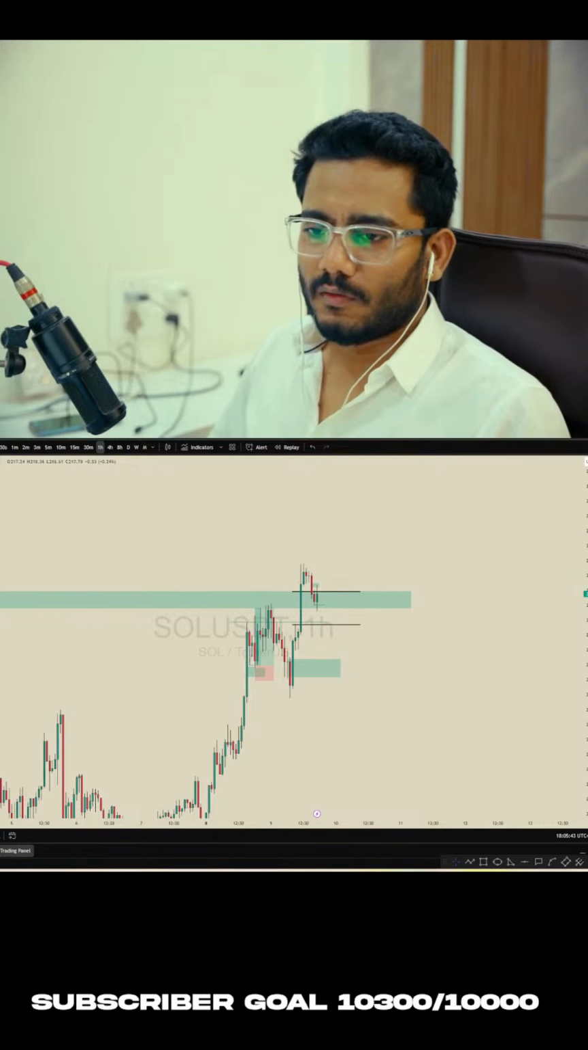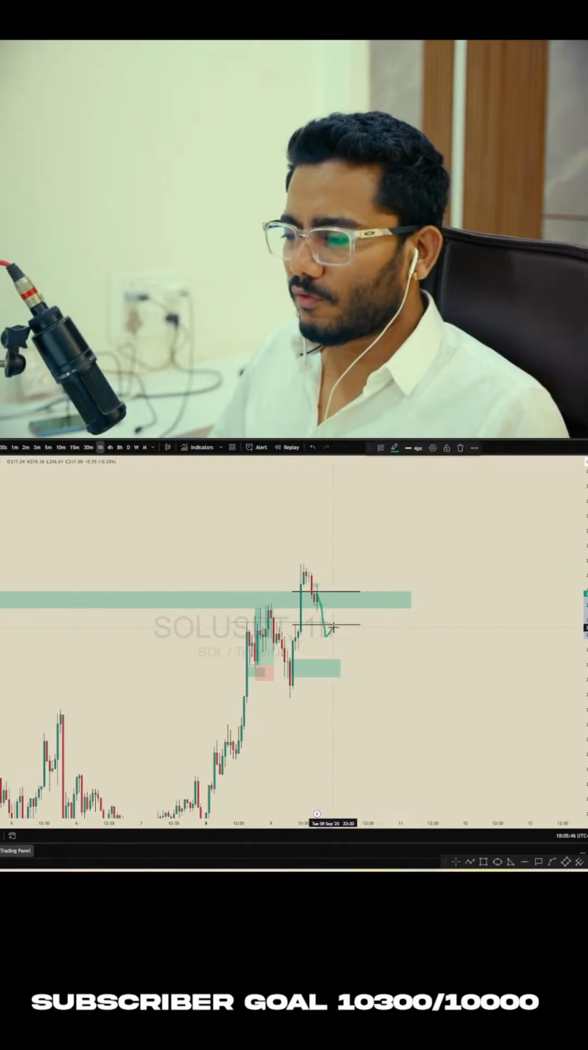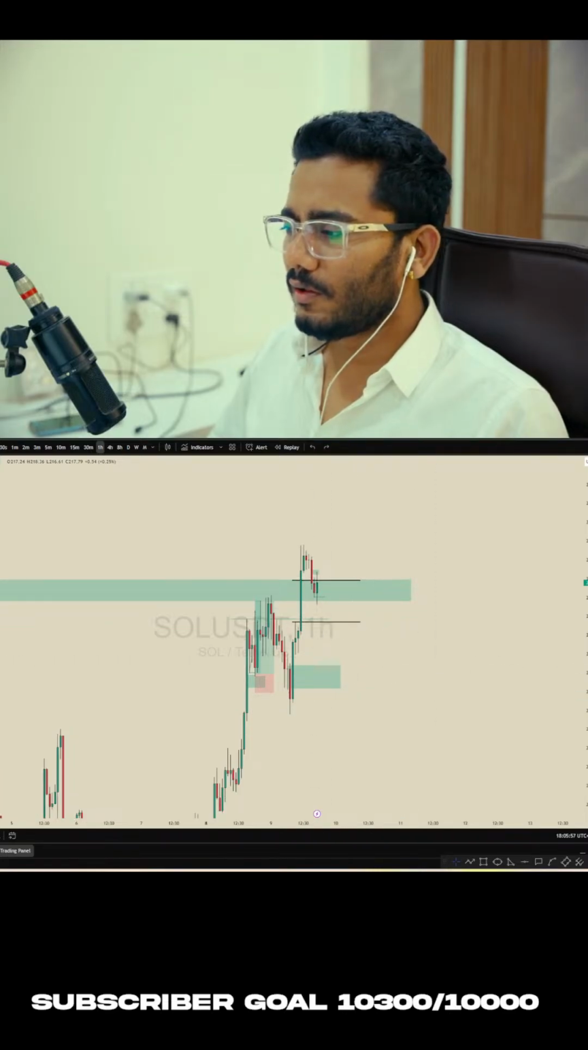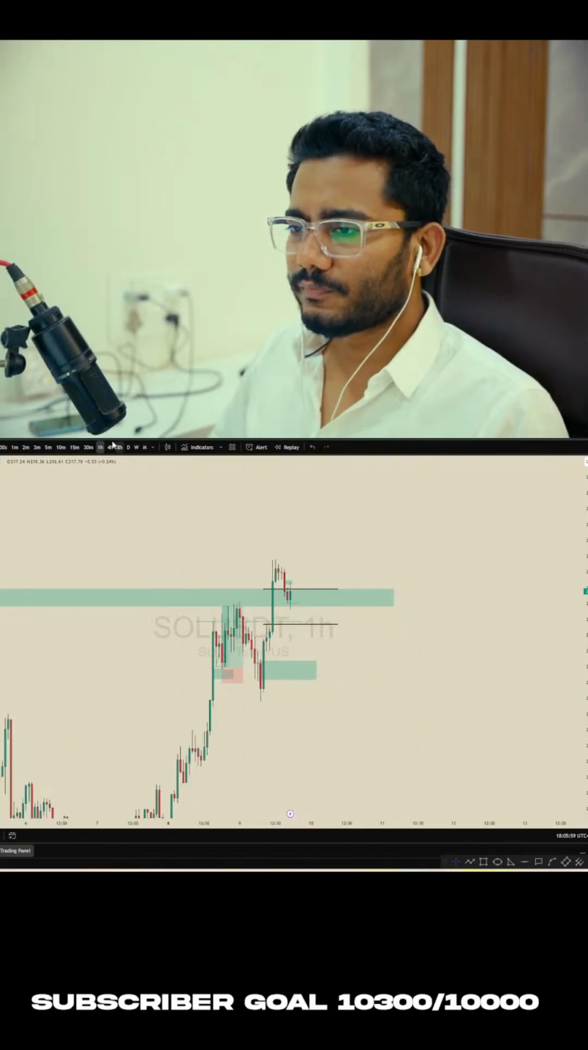Because what could happen? It can react from this and then it should break. Like we have to take 2 to 3 losses, and then eventually if this breaks, then there is no point in buying from this order block. It looks great, but let's wait for some kind of confirmation.